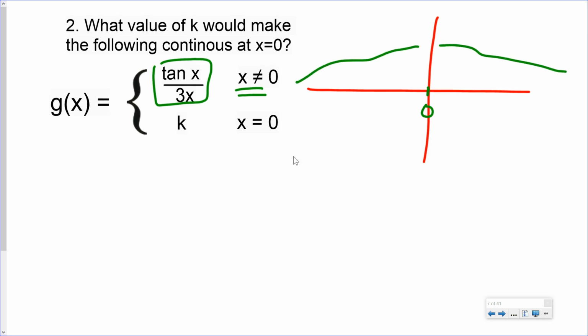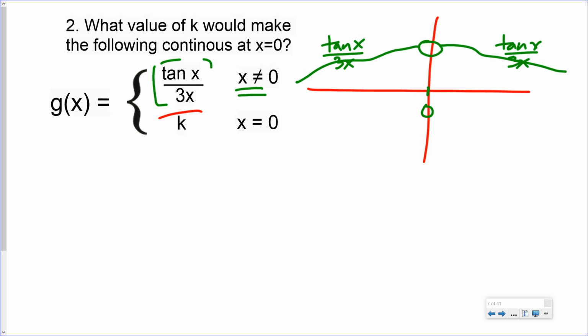Everywhere. Do you agree? Except for 0. Okay, so over here, the y value of the function is going to be tan x over 3x. Over here, it will be tan x over 3x. Only right here would probably be the problem child. Think about it, if I plugged in 0 here, it wouldn't work. You get 0 over 0. So something weird is going on at 0 on this problem.